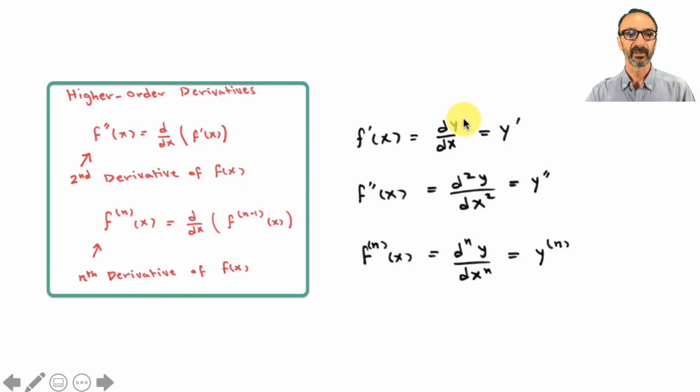f prime, one way to write it is dy dx, and sometimes we write y with a tick mark, which we call y prime. f double prime is the second derivative. That's how we write it. The nth derivative, that's how we write it down. All right.